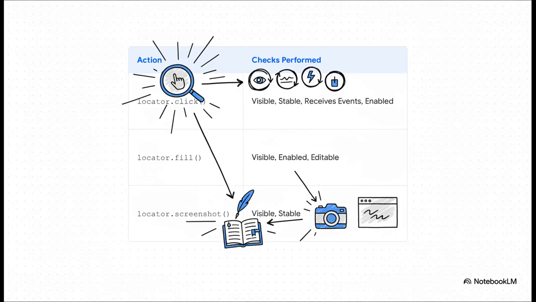And what's really incredible is just how smart this is. I mean, look at this example from Playwright. Before it even tries to click something, it automatically checks. Is it visible? Has it stopped animating? Is there anything covering it up? Is it actually enabled and ready to be clicked?